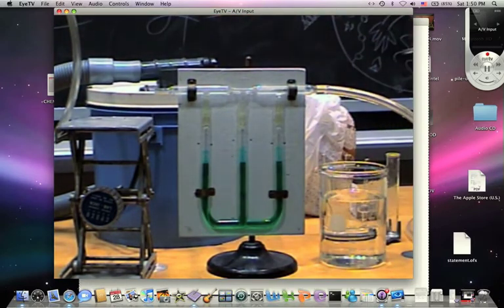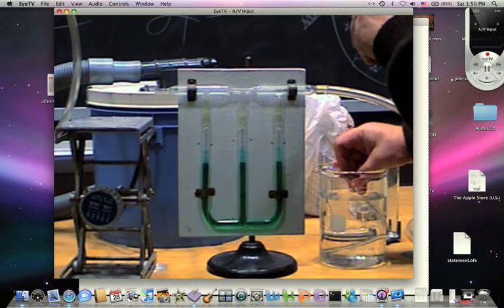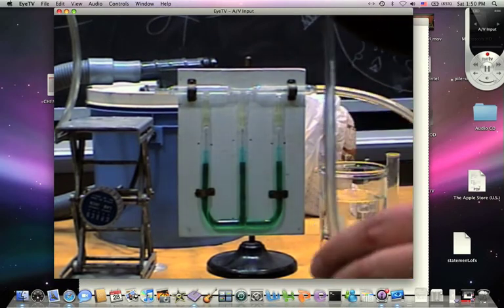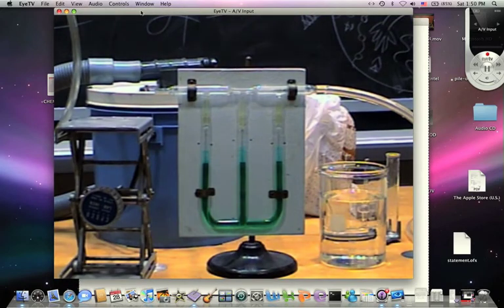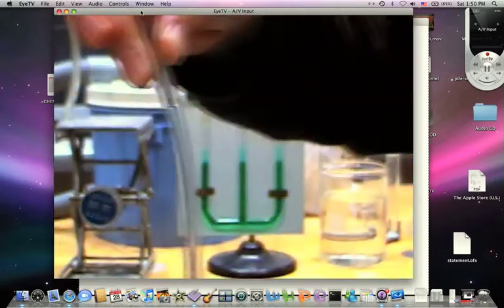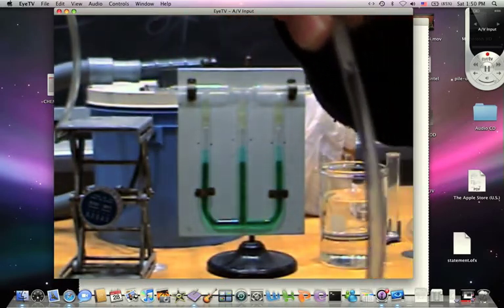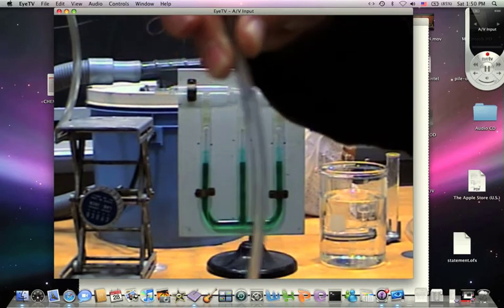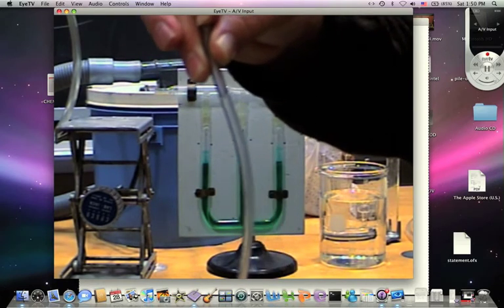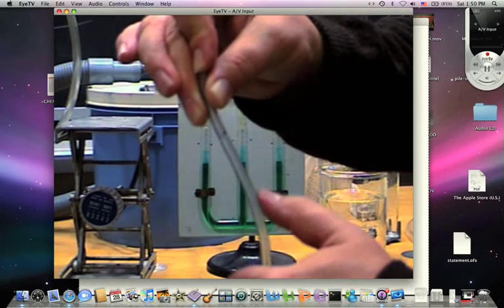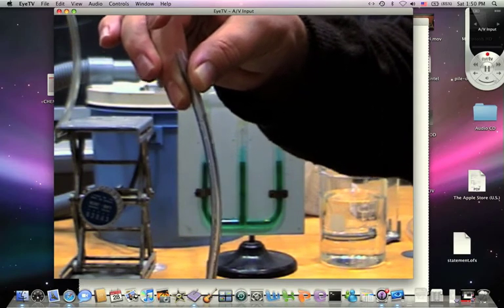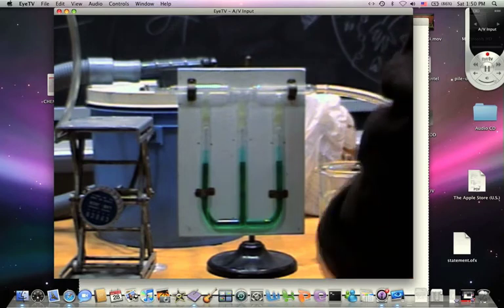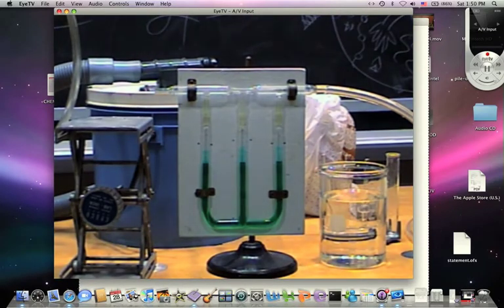Let's do it again. You can see the level of the water, hopefully about right there. And if I release my thumb, it just falls out. Everybody knows that that's the case. So the question is, what exactly is happening in that case?